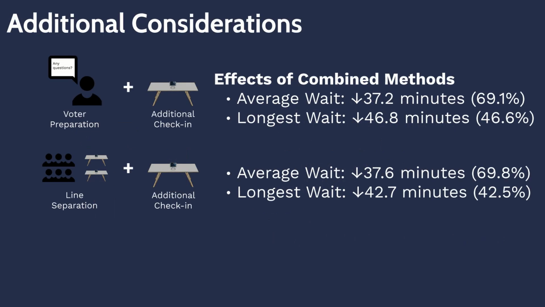For example, by preparing voters and allocating an additional check-in device in the three-step voting process, the average voter wait time is reduced by 37.2 minutes, or 69.1%, and the longest wait time is reduced by 46.8 minutes, or 46.6%. By implementing separate lines in addition to an extra check-in device, average voter waits may be reduced by 37.6 minutes, or 69.8%, and the longest voter wait may be reduced by 42.7 minutes, or 42.5%.